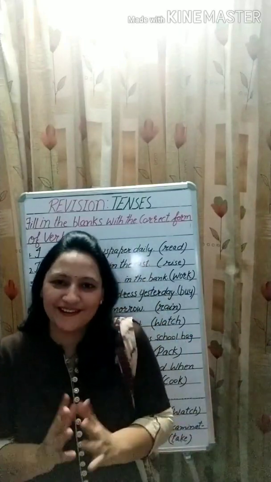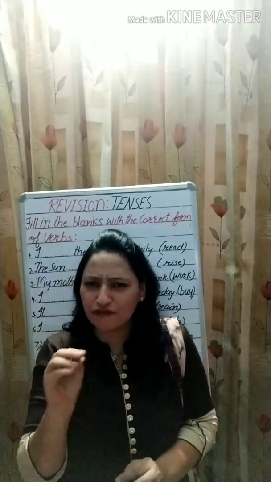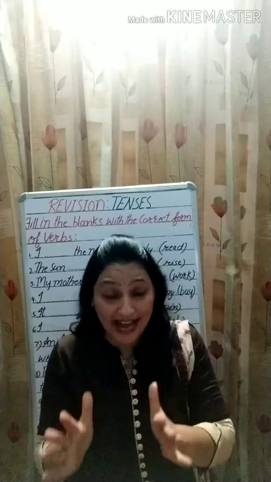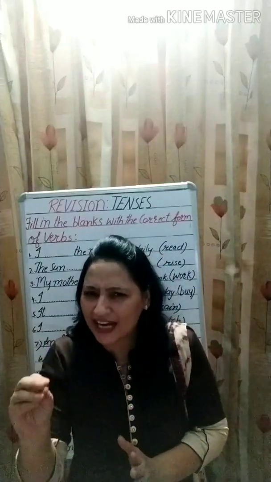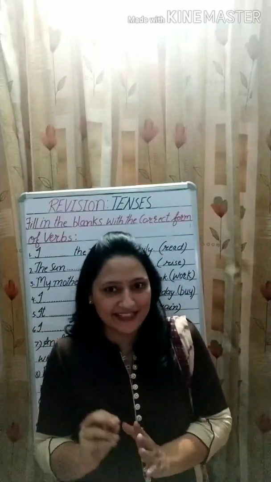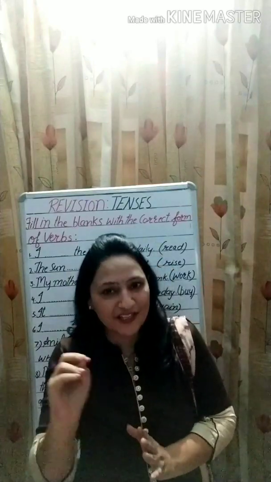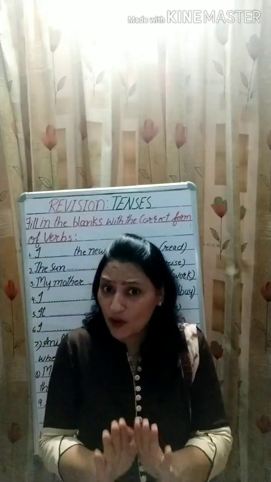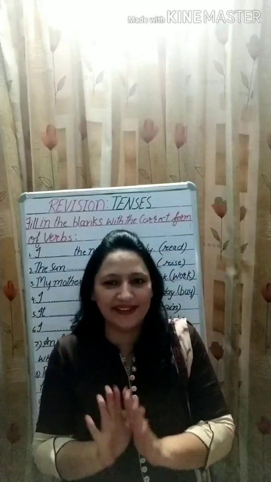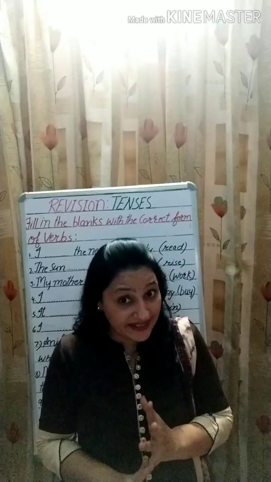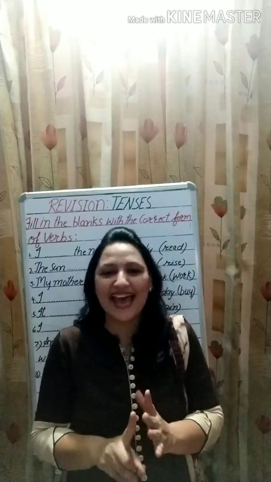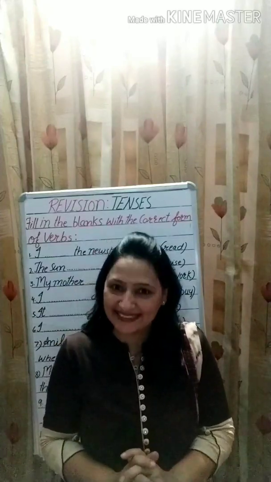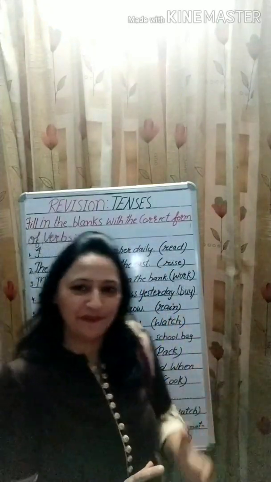So you already know that the tense of a verb means forms of verb which show the time and state of an action or event in present, past and future. Is it clear? And you all know that there are three main tenses in English: present tense, past tense and future tense. Okay, now let us do the exercise which I have written on the board.